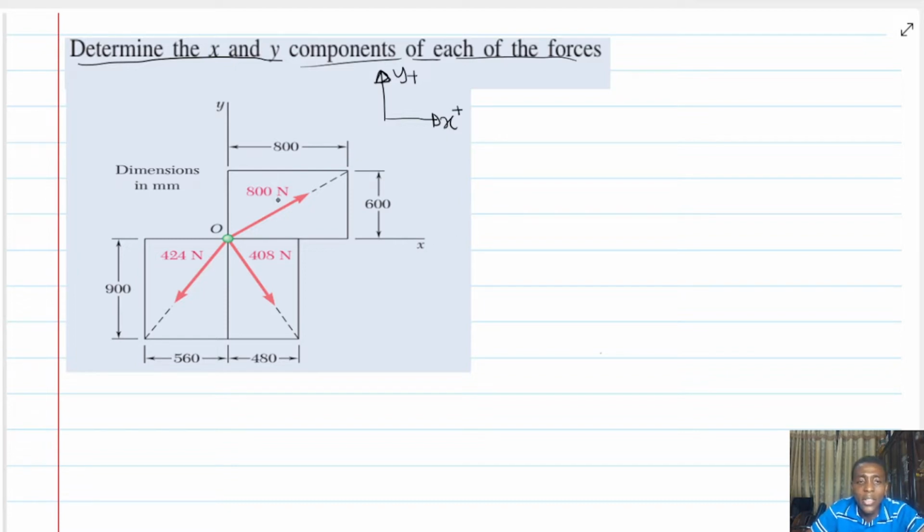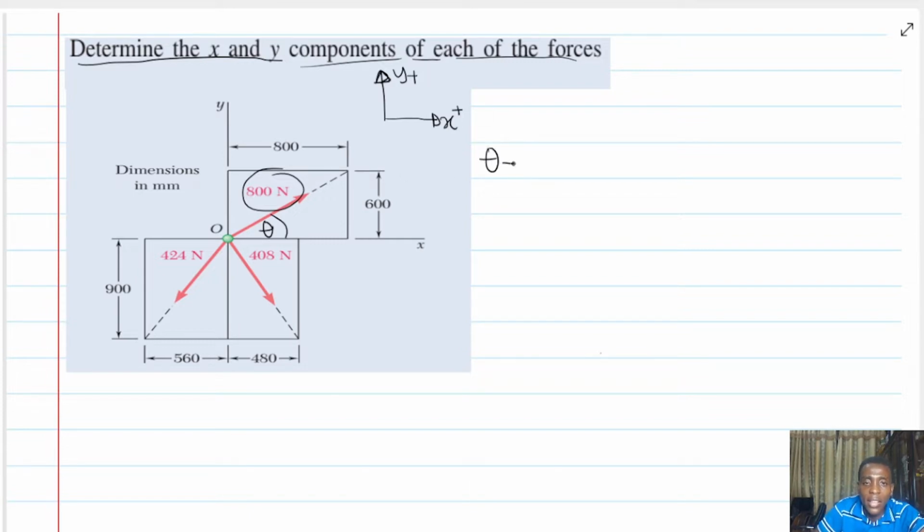Alright, let's start with the 800 Newton force, this guy. Let's start with this force right here. So how can I resolve this force into x component and y component? In other words, the rectangular components. So that's pretty much simple. I can find this by assigning an angle here. Let's say theta.